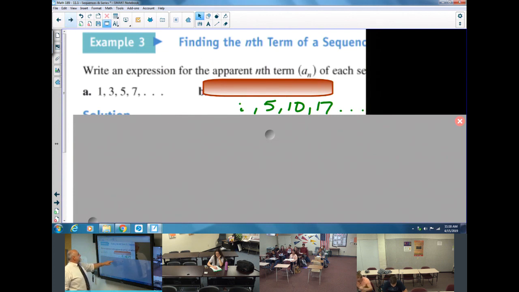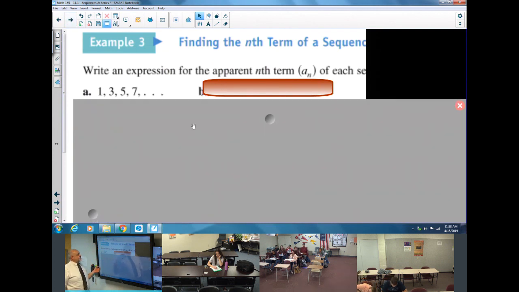So this says to write an expression for the apparent nth term, a sub n, for 1, 3, 5, 7. So we're going to try to write the formula for that. Now, this is how you do it. Do you see that there's a common difference between these numbers? What is it? Plus 2. So it goes up by 2.